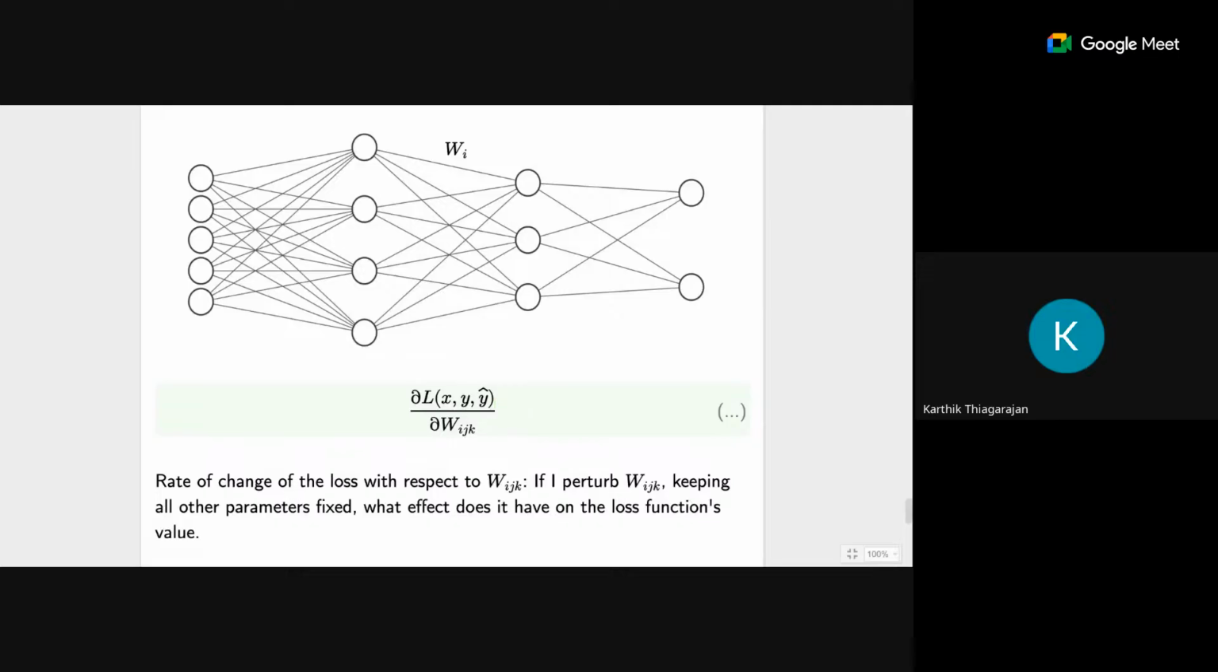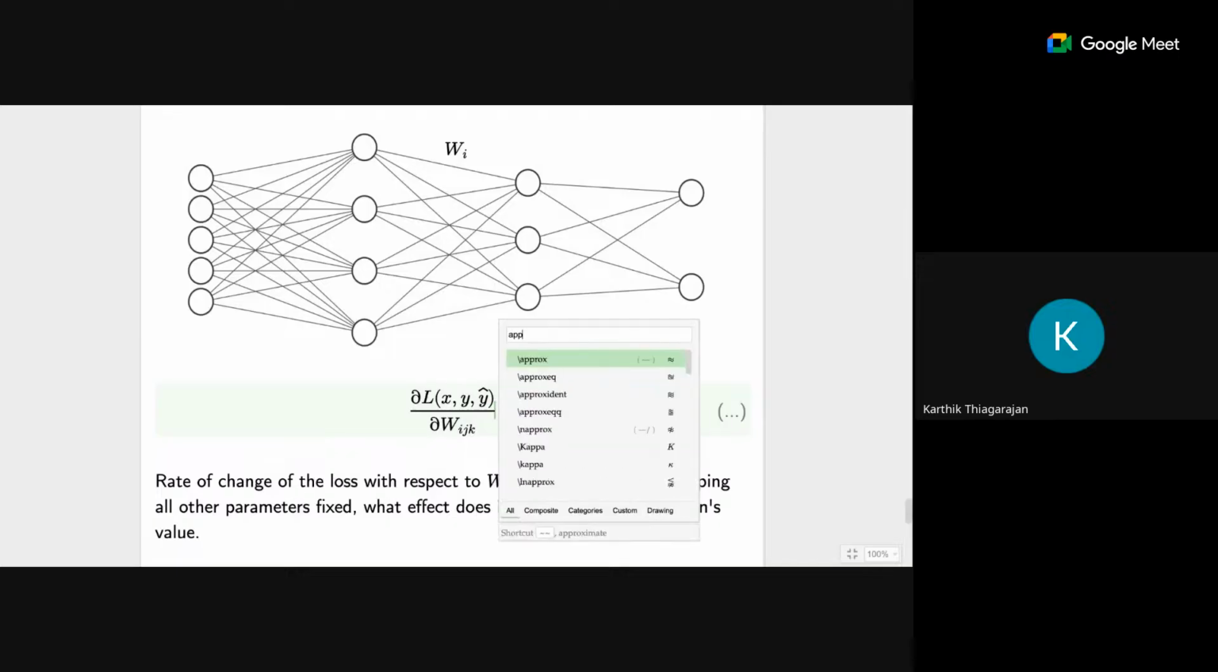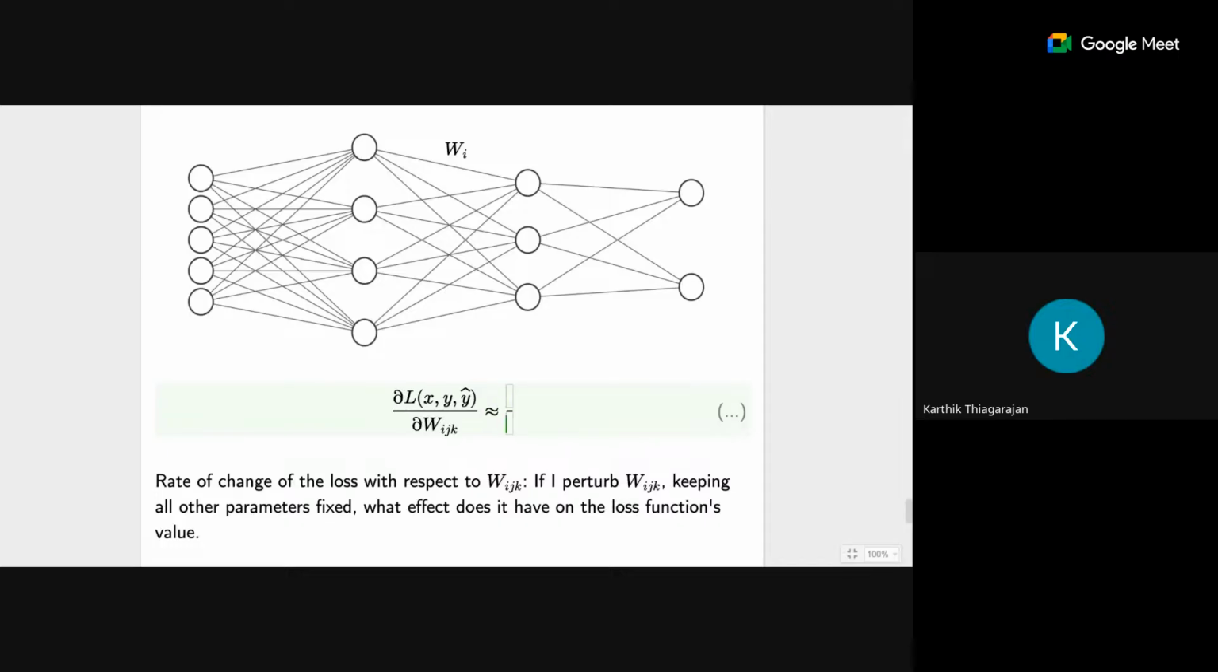Does it increase? Does it decrease? Not just that, how much does it increase? How much does it decrease? Approximately, let's say I change the weight by 0.01, and I observe that my loss function changes by 10. Then this is what this quantity is capturing.